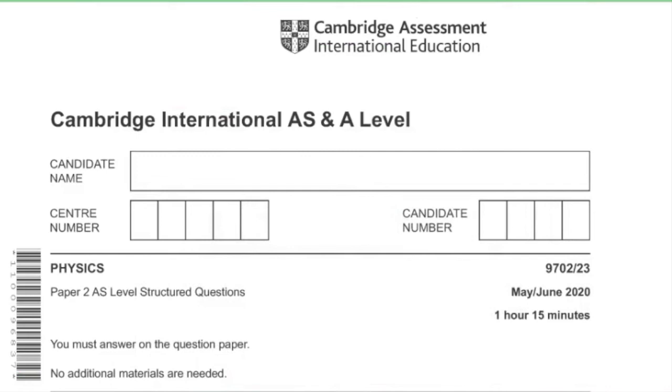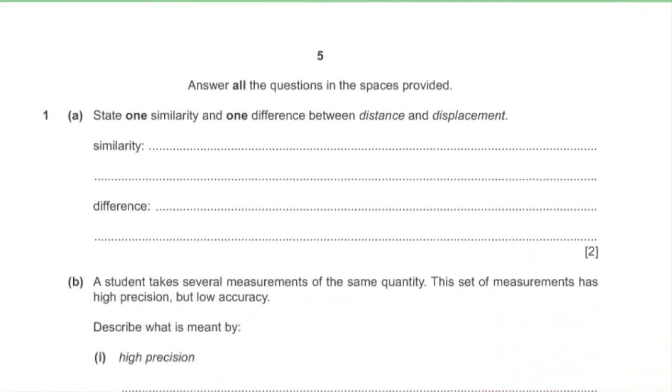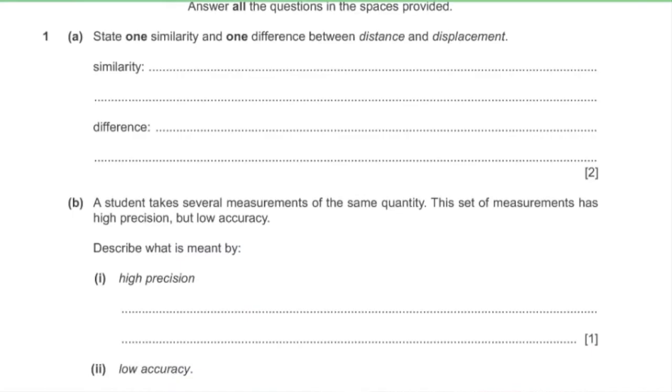Today I'll be solving Physics Paper 2 AS Level Structured Questions 9702, Paper 2, Variant 3, May June 2020. Starting with question number 1, part A, state one similarity and one difference between distance and displacement. So the similarity is that distance and displacement both have magnitude. And the difference between both of them is that displacement has got direction too, unlike distance, which has only got magnitude.